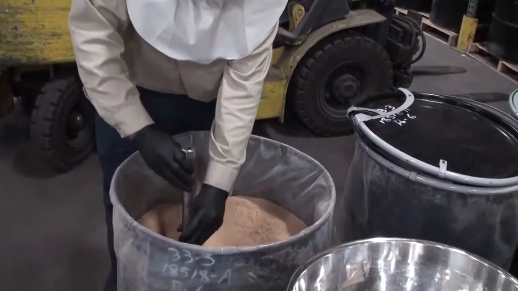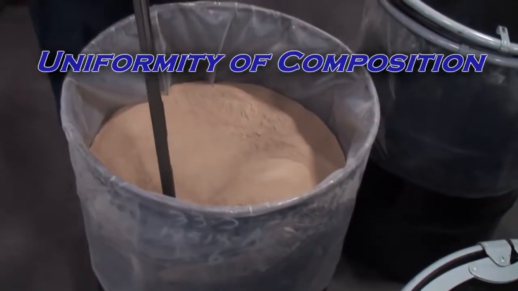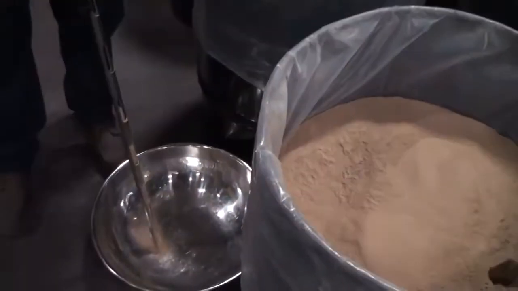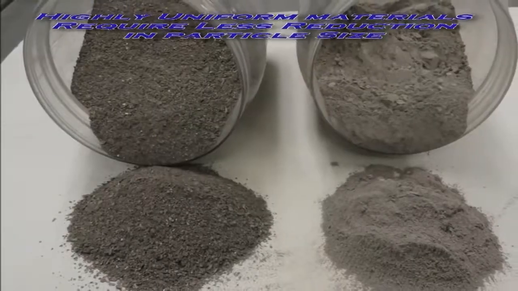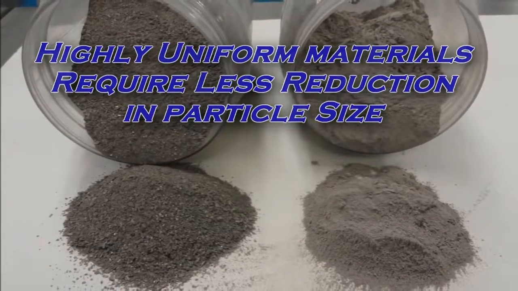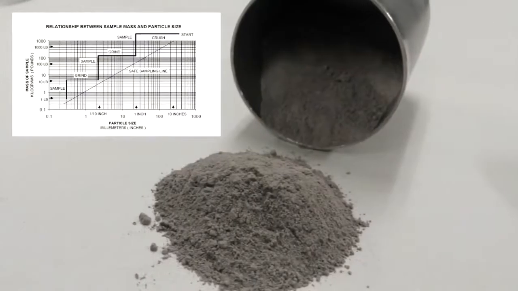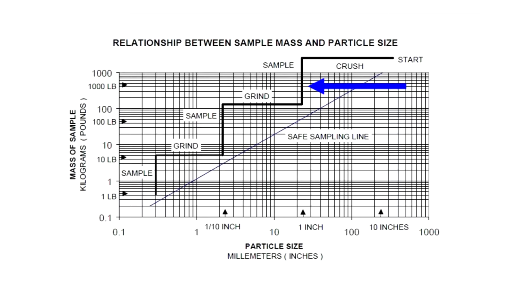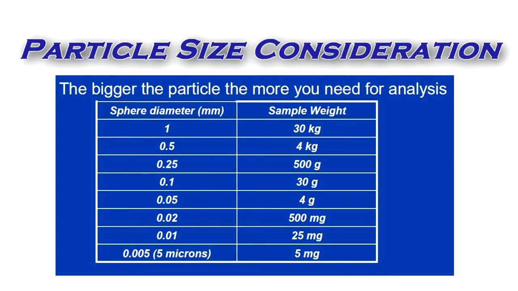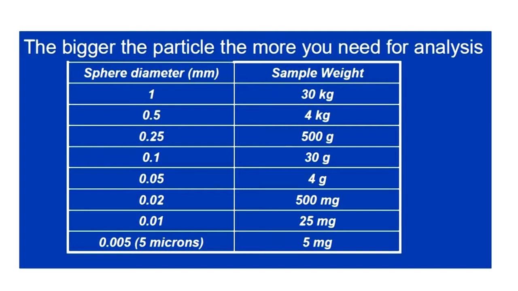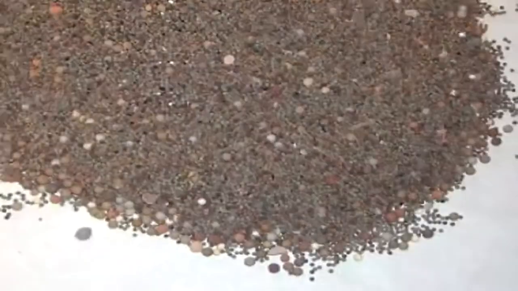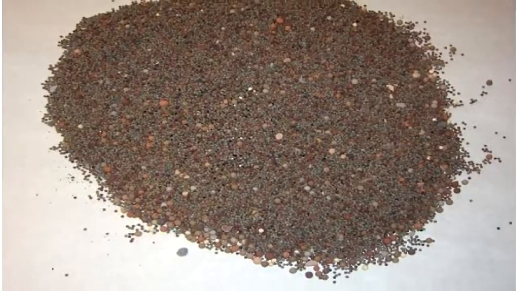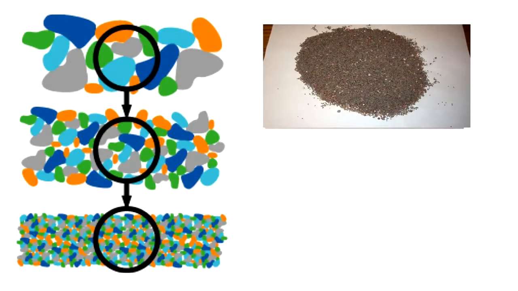The uniformity of composition of the starting material greatly affects the amount of reduction needed for a true sample. Highly uniform materials require less reduction. A fundamental principle of good sampling is to gradually reduce the bulk simultaneously with a gradual reduction in the size of the particles. Larger sample sizes are required with larger particle size distributions of the bulk. Therefore, it is of great value to crush and grind the sample to allow for taking smaller, reliable samples.